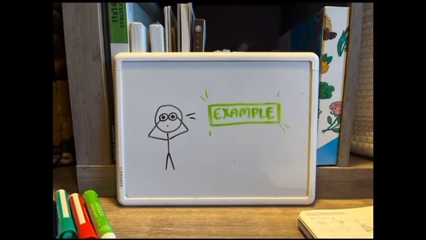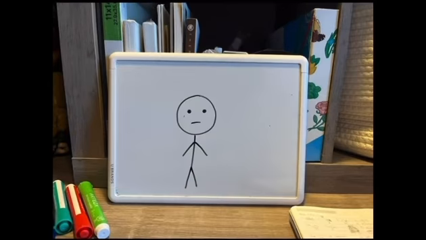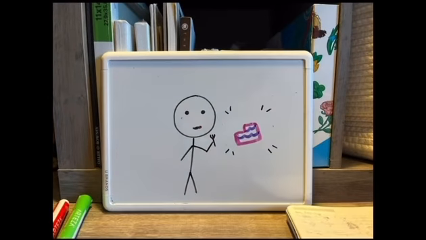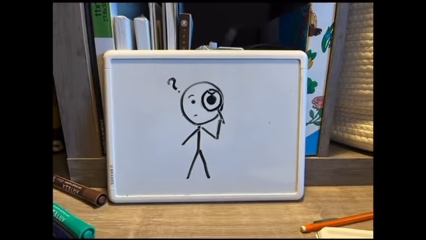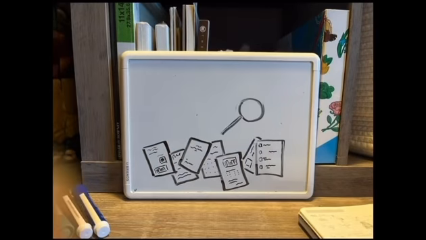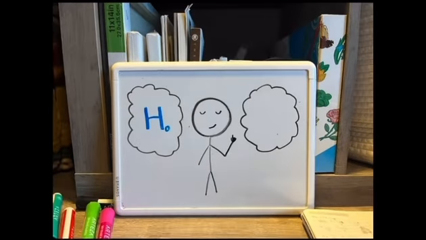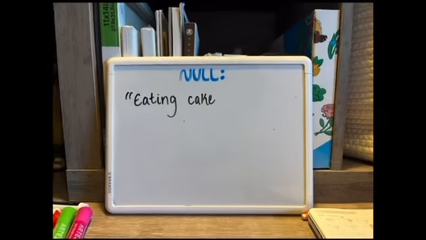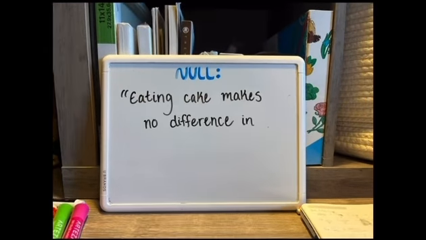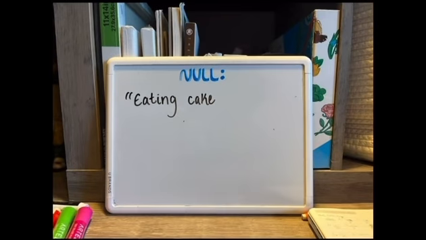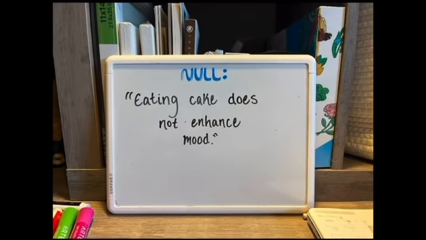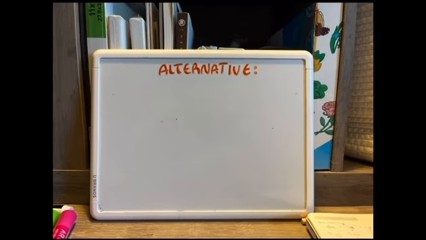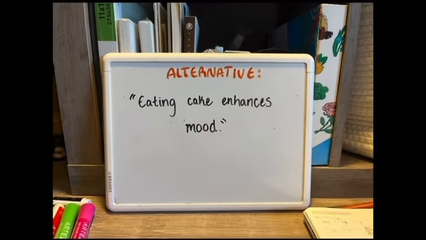Now let's look at an example. I hypothesize that eating cake will enhance mood. If I want to study and find evidence for this statement, I will make two hypotheses. My null hypothesis would say something like eating cake makes no difference in mood, or eating cake does not enhance mood. And my alternate hypothesis says eating cake enhances mood.